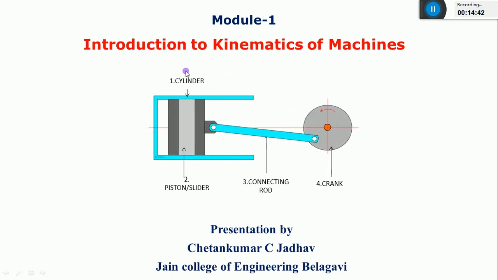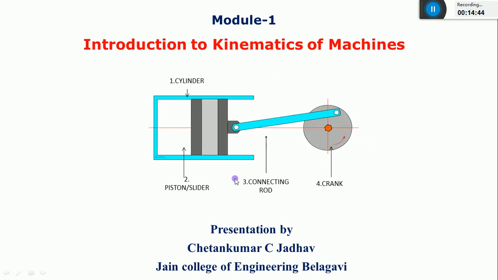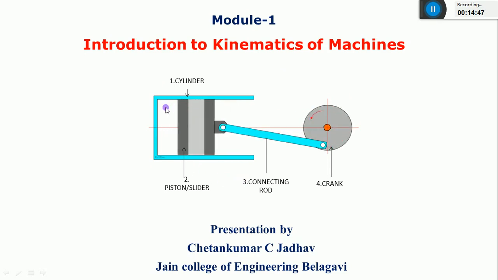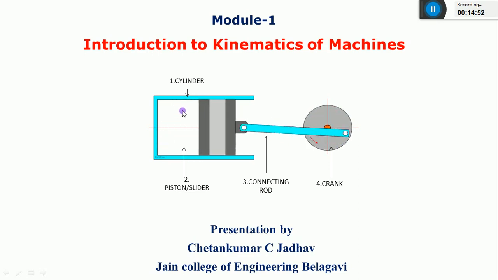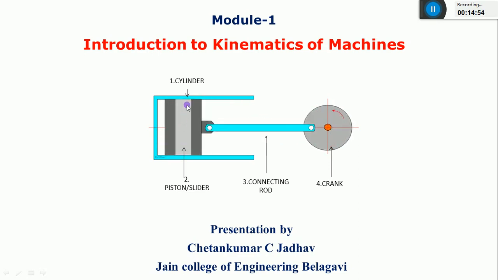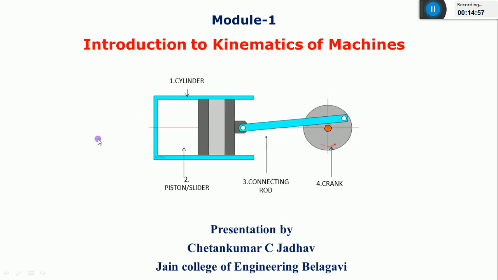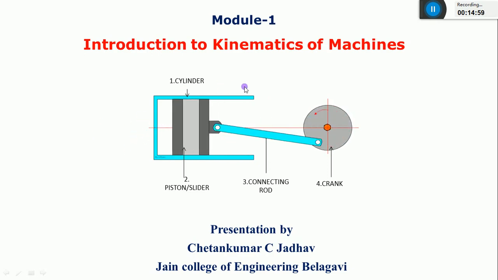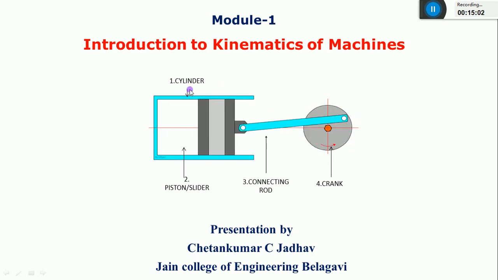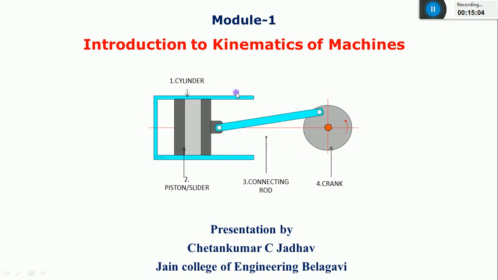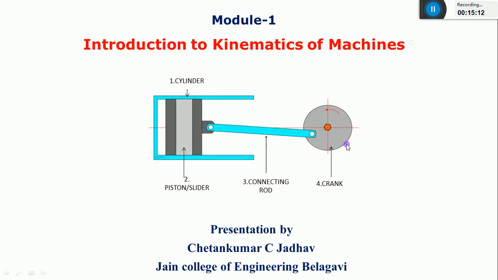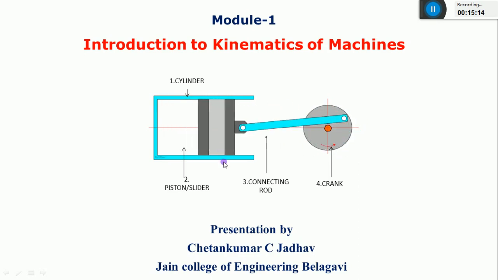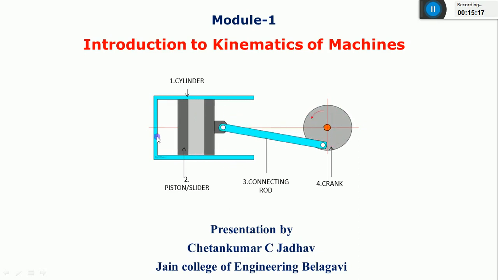It means this is one mechanism in which you are going to burn petrol or diesel. You are converting chemical energy into heat energy, and again this heat energy is converted into mechanical energy using different parts. What are those parts? The first part is cylinder, the second one is piston, third one is connecting rod, and fourth one is crank.